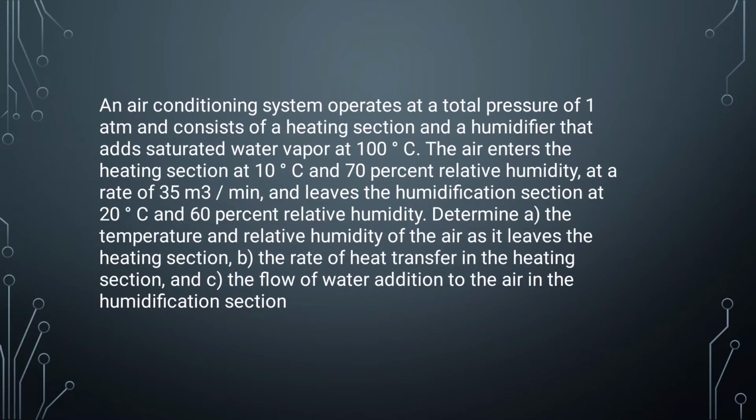The air enters the heating section at 10 degrees Celsius and 70% relative humidity at a rate of 35 cubic meters per minute, and leaves the humidification section at 20 degrees Celsius and 60% relative humidity. Determine the temperature and relative humidity of the air as it leaves the heating section, the rate of heat transfer in the heating section, and the flow of water added to the air in the humidification section.